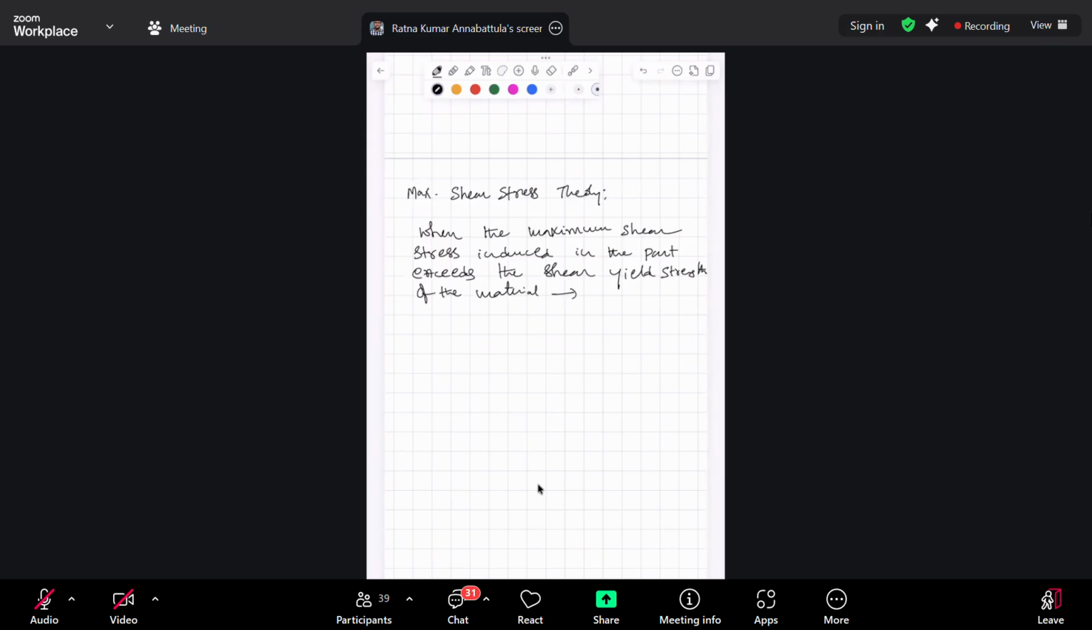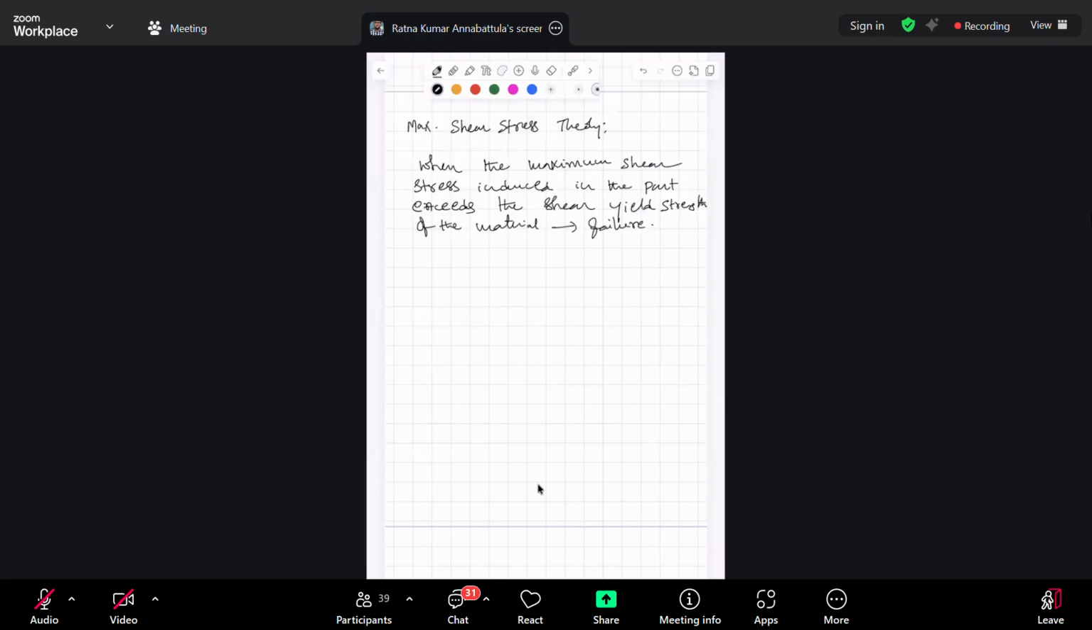Sir, all these theories are based on the uniaxial tension test, no, sir? Because we are measuring the uniaxial tension test, and hence we are trying to write the failure theory with respect to the uniaxial tension test. Okay? Great, sir. Thank you. Yeah. Now, this is a uniaxial tension test. Let us say I am doing a uniaxial tension test.